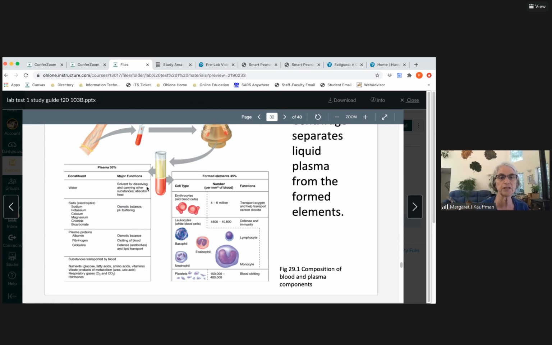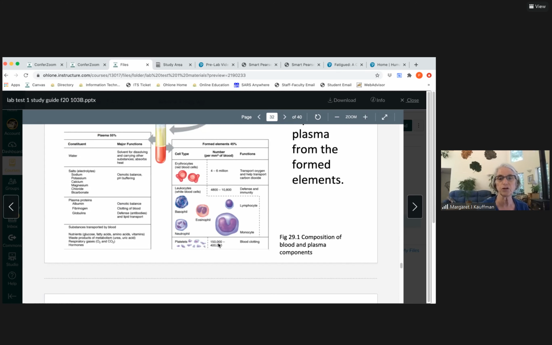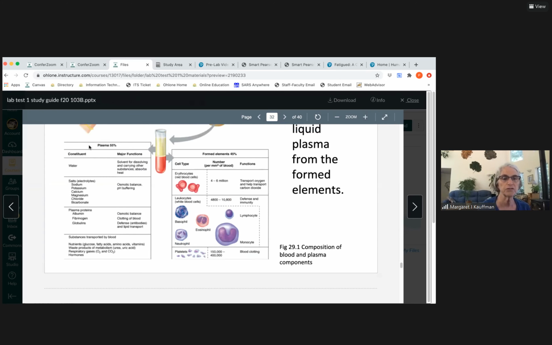So you will be learning the normal ranges for men and women and their differences. Of the formed elements, you had red blood cells and platelets. Do not worry about these numbers. I don't test you on any of these numbers here. The millions and the hundreds of thousands, don't worry about those. You should, however, study over here the components of plasma.